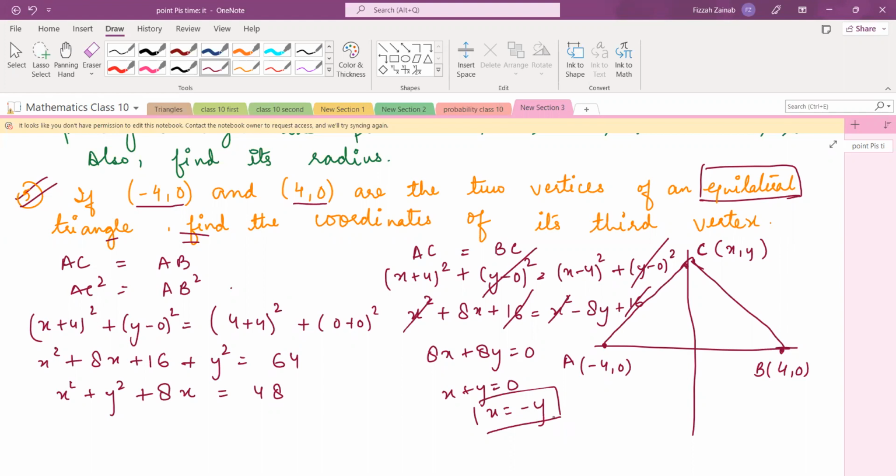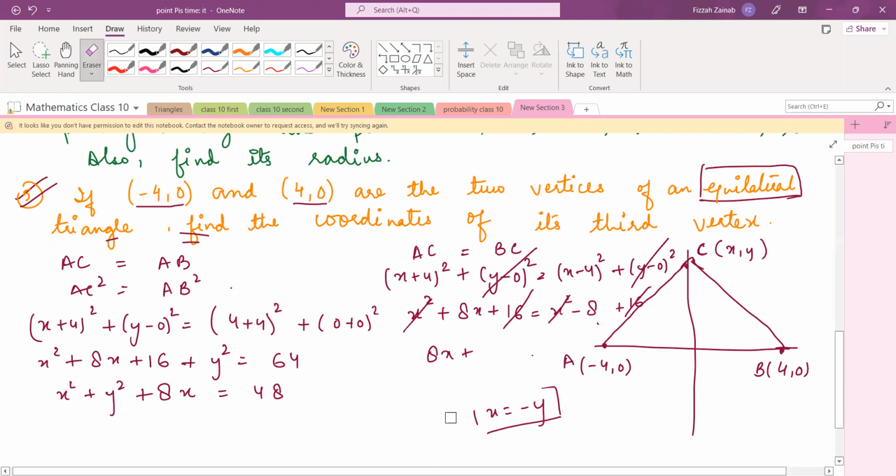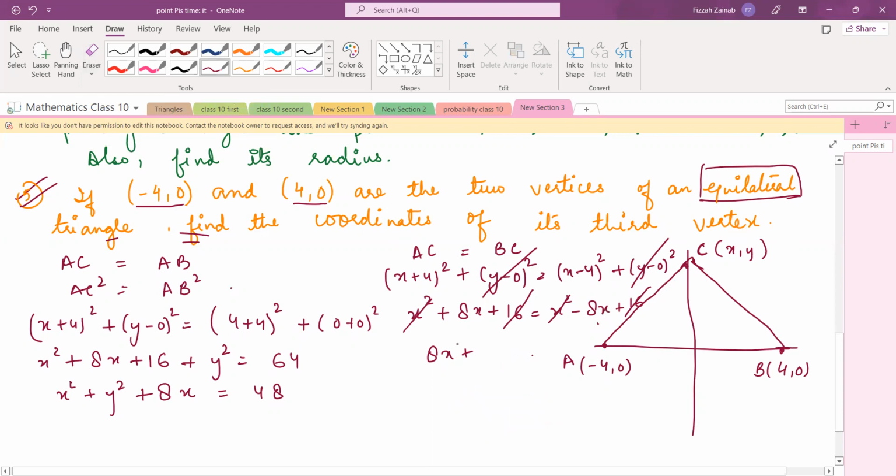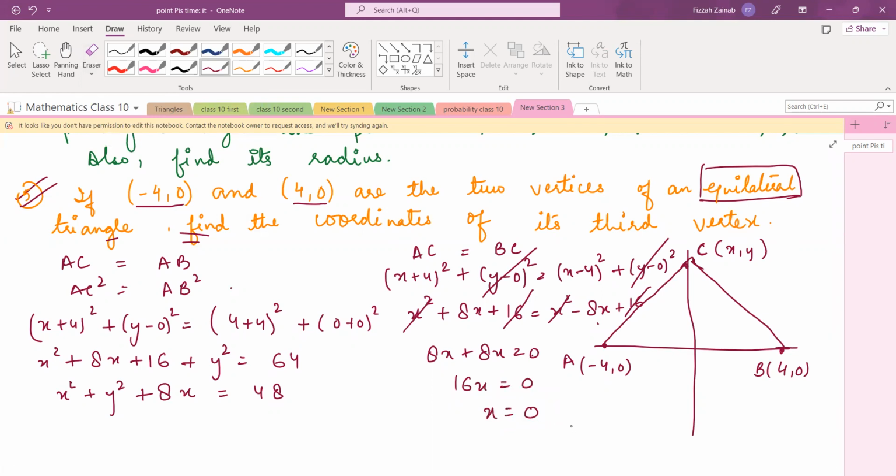So what we did, AC is equal to BC. So did I do it correct? Sorry, wait. There's a mistake here. It's not y, right? This side also it was x, isn't it? The y bracket actually cancels out, right? This was 8x only. So 8x plus 8x is equal to 0. So you get 16x is equal to 0, and that gives you x is equal to 0, right?